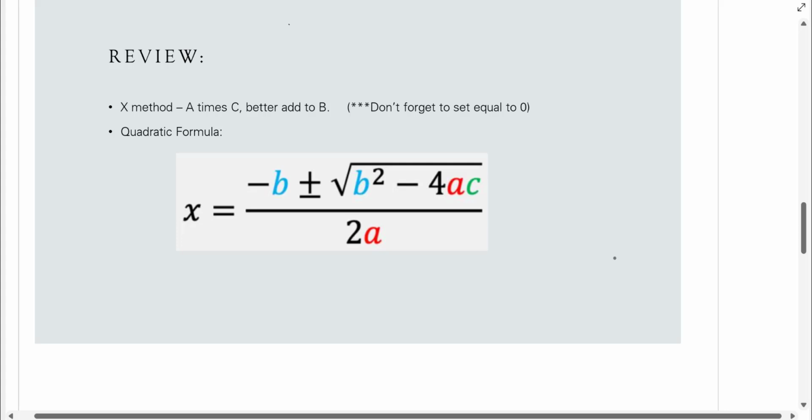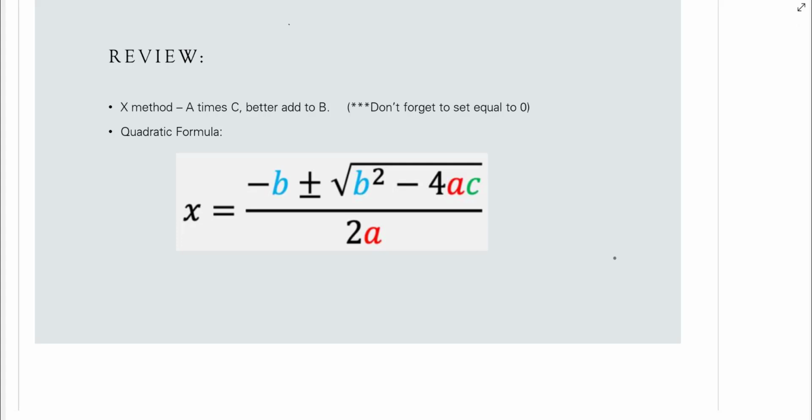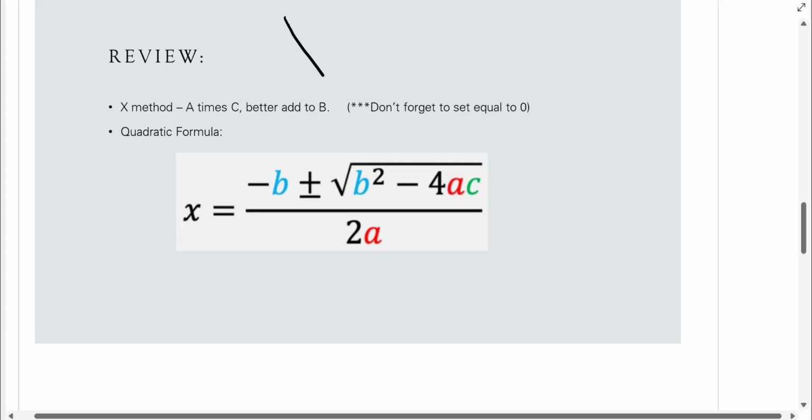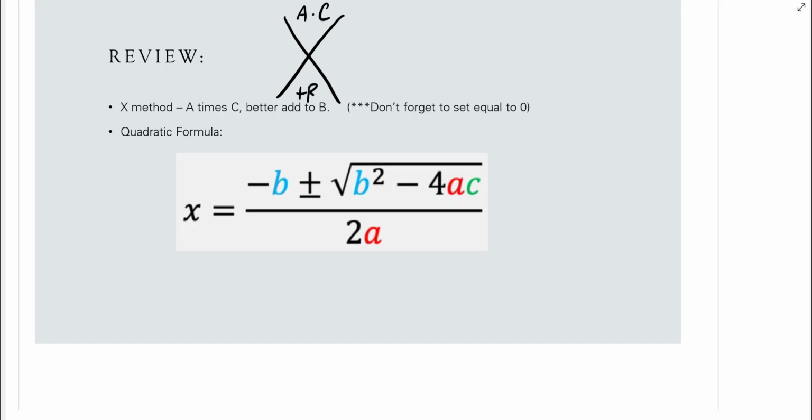So first, for the review, the x method is when we have a trinomial or quadratic and we're trying to solve for the factors or the solutions. So this is when you draw an x, and on the top we put a times c, and on the bottom we put plus b. And remember, in class I taught you guys a song: a times c, better add to b, woo! Okay, so that's how we can memorize it.